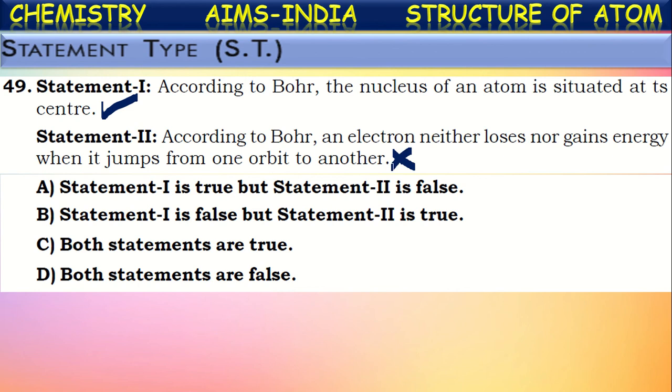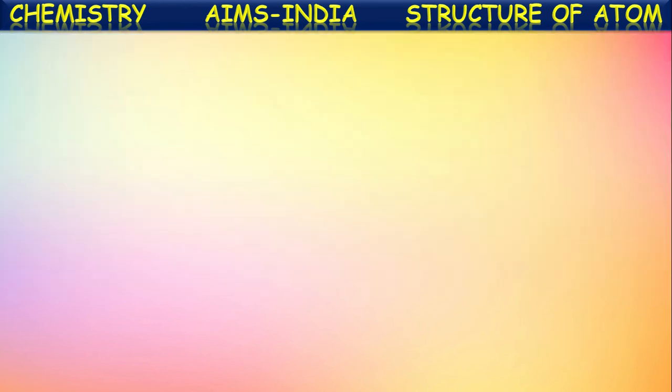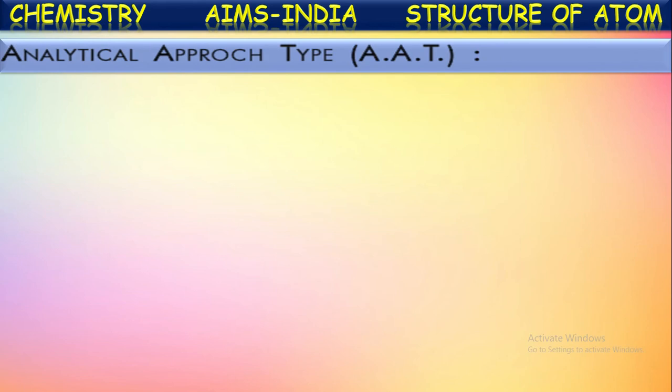No. When an electron jumps from one orbit to another orbit, energy change occurs. If an electron jumps from a higher orbit to a lower orbit, it radiates energy. If the same electron jumps from a lower orbit to a higher orbit, it absorbs radiation. So energy change occurs when an electron jumps from one orbit to another orbit. So here statement 1 is true, whereas statement 2 is false. What will be the correct answer now? This. Okay. Next, analytical approach type questions.